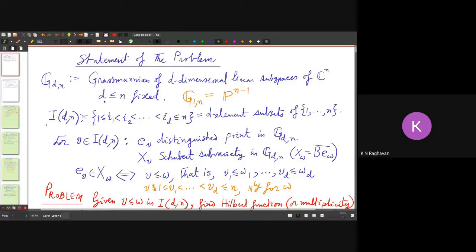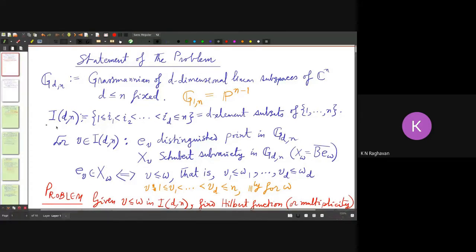So we fix two integers d and n throughout the talk, d less than or equal to n. One special case of this is very familiar to us. Namely, if I put d equal to 1, then this is just one-dimensional linear subspaces, or lines in C^n, which is nothing but projective (n-1)-space.